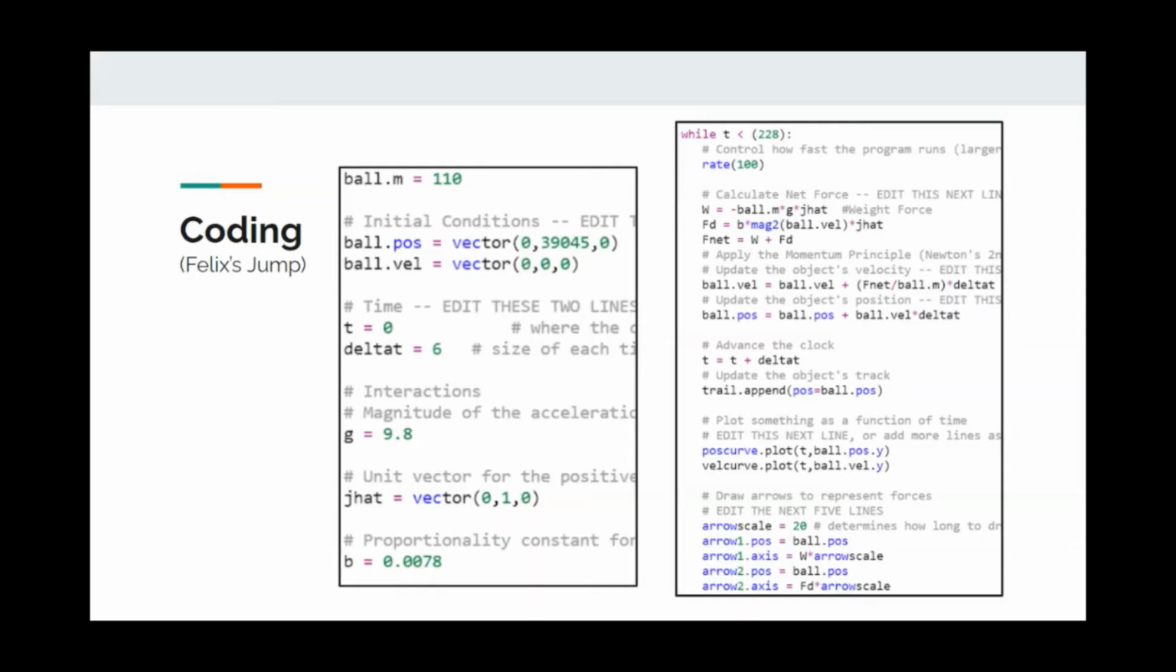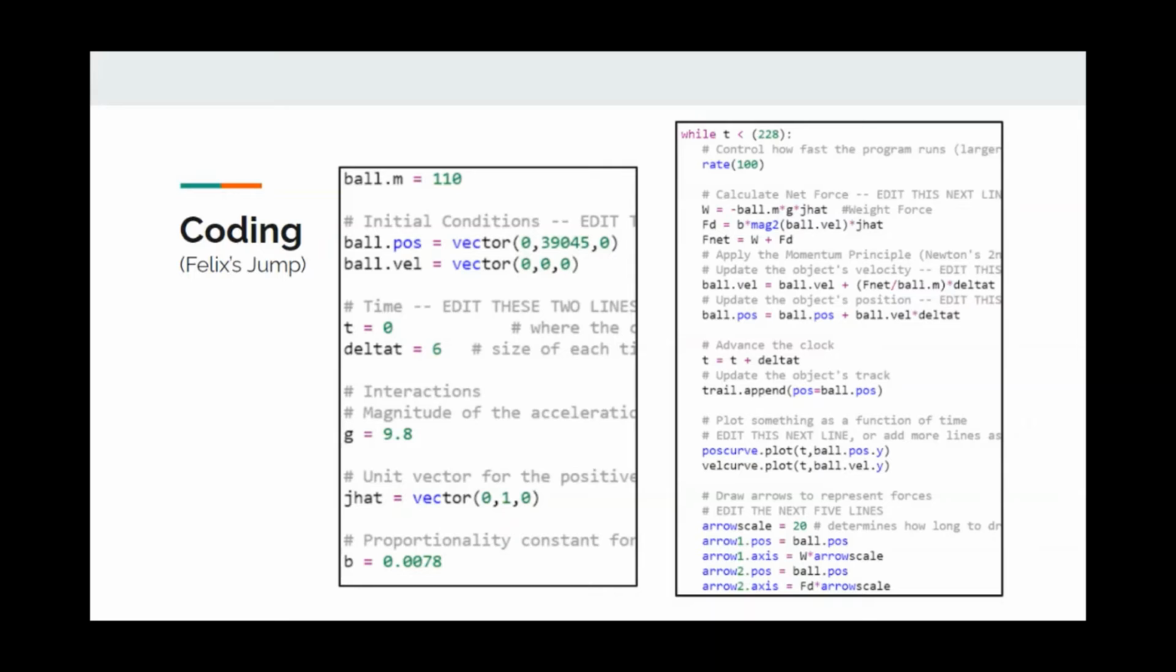We had the weight force, which would equal the ball's mass times g times j hat times the negative. The force of drag is negative b times the magnitude of the ball's velocity squared times j hat, and the net force is the weight force plus the force of drag. The velocity will be updated by the original velocity plus the net force over the mass of the ball times the change in time. And the ball's position will be updated through the ball's position adding the ball's velocity times the change in time.